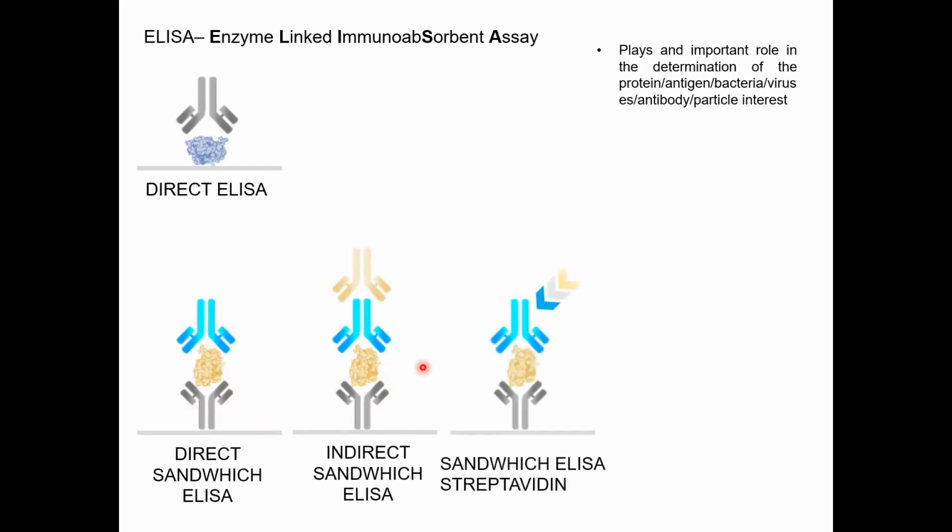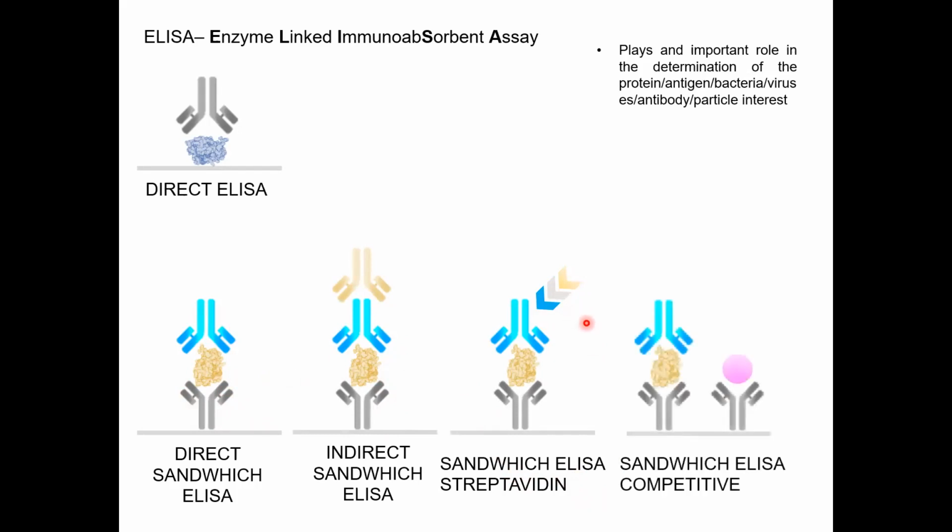Also, you have the so-called streptavidin-based ELISA. This is really strong in the sense that the streptavidin, these three parts which I marked here, is the streptavidin and biotin connection, and also an HRP. And there's another type of ELISA, the so-called sandwich competitive ELISA, in which there's a colorful product, and there's a competition between the protein of interest and the colorful product.